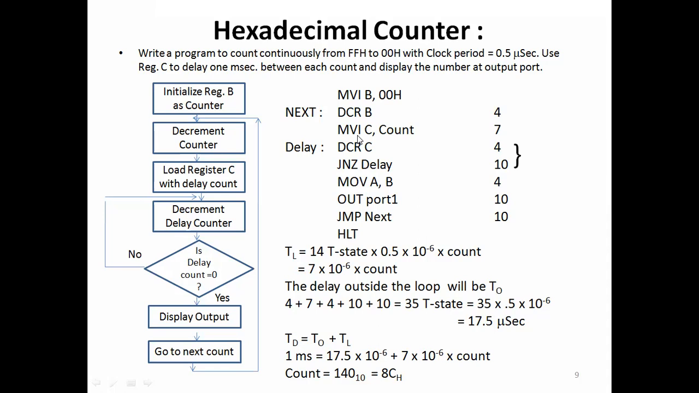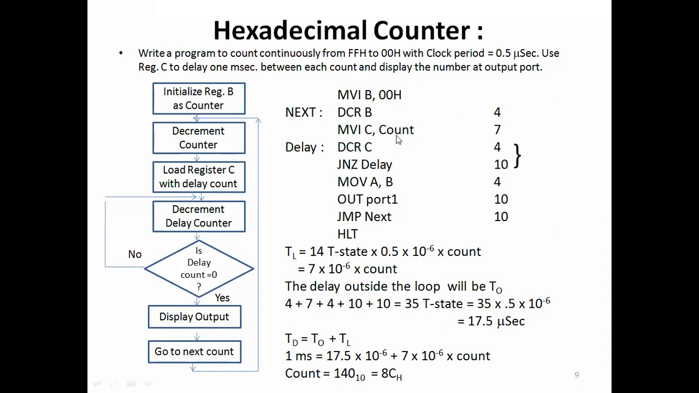Then we have to use a register C, which will hold the delay count value. We don't know what the count value will be; that will be calculated later on. So we have put a count value into the C register. Now the C register will have that count value, which will create a delay. So how is it creating a delay?